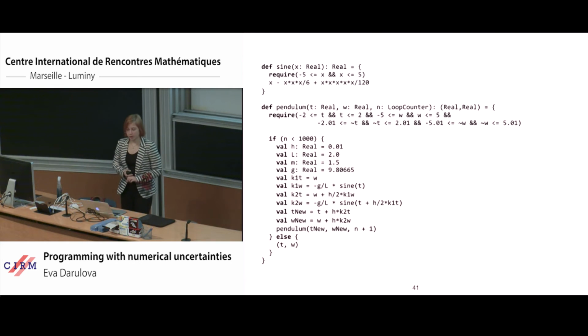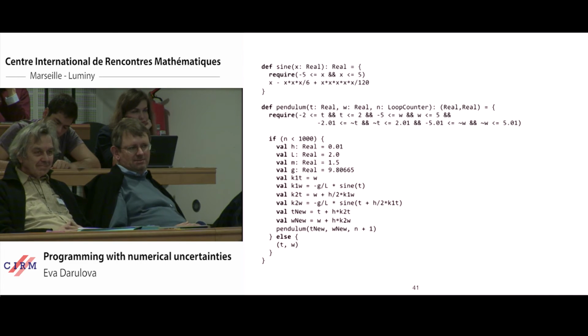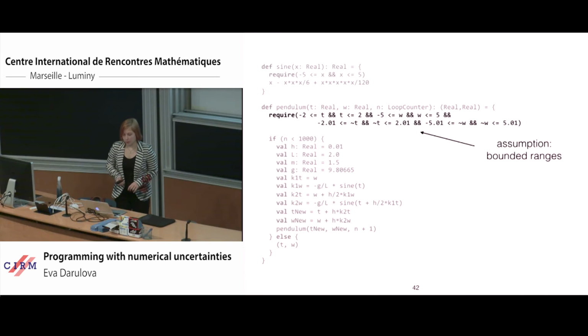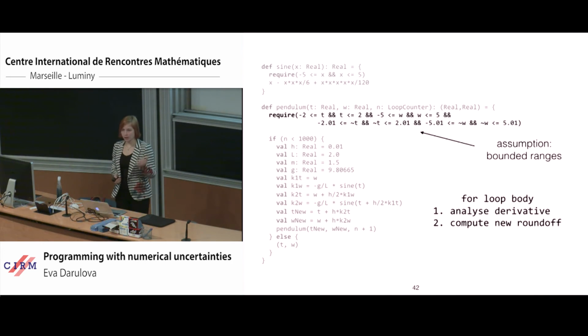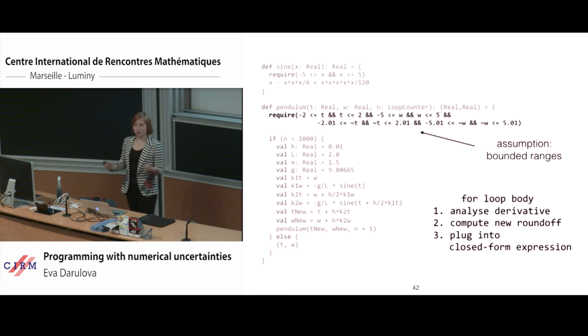So this works for something like this simulation of a pendulum, where we have approximated the sine function because we can't handle the real sine. And the one assumption that we make here is that the ranges of the variables that you're iterating over are bounded. So this allows us to look just at the loop body and analyze the derivatives once and for all, compute the roundoff error once and for all for this loop body, plug it into our closed form expression, and then you have this function with which you can then determine the roundoff error for a certain number of iterations.